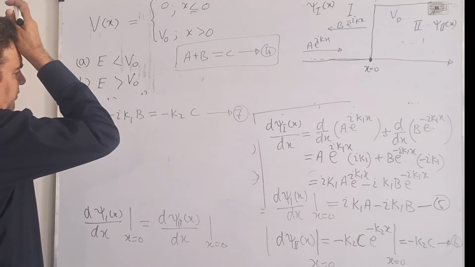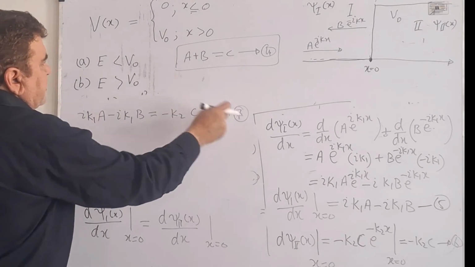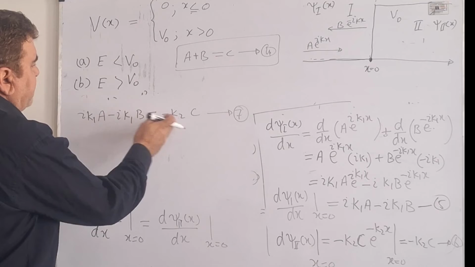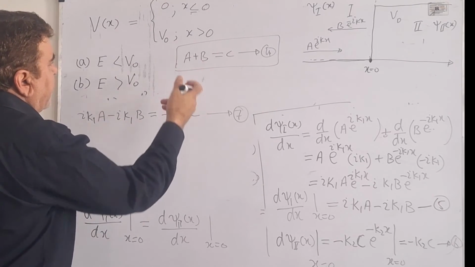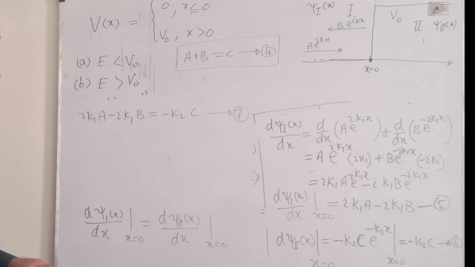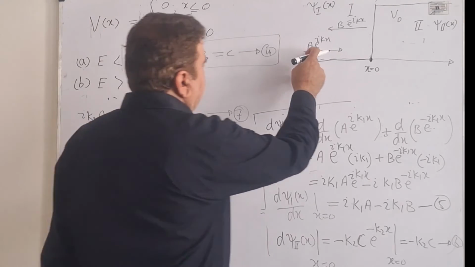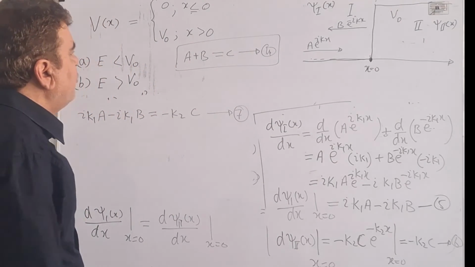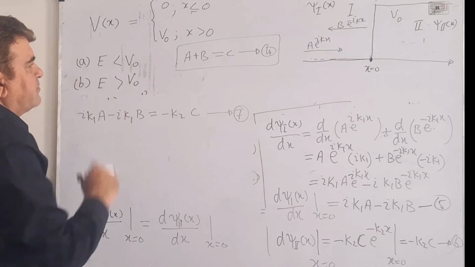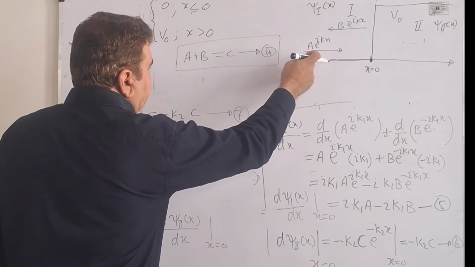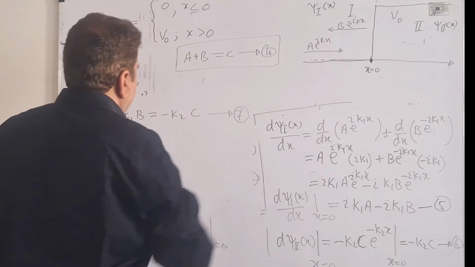Now we have two equations, equation 4 and equation 7, and there are three unknowns a, b, c. So we want to find b and c in terms of a, because a represents the incident amplitude, and that means we would know about the incident wave function. So we want to find b and c in terms of a. That is, we presume that we know the amplitude a of the incident wave.